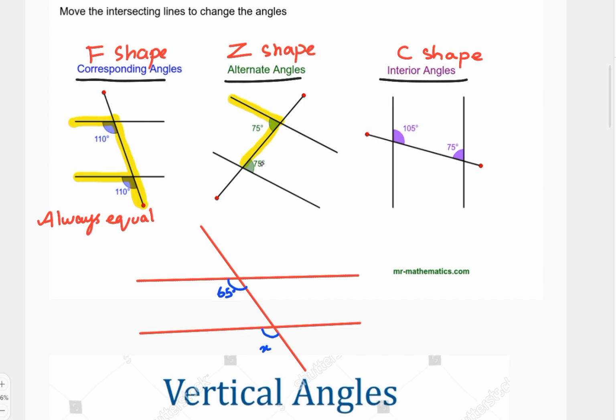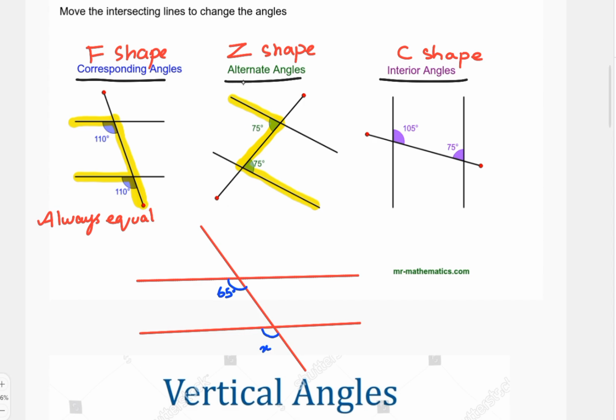Now let's talk about this angle. This 75 degrees is in between this line and this line. Now see what shape is it making? Doesn't it look like a Z? Yes, so this is the Z shape and we call them alternate angles. And as you can see, this is 75 degrees and this is also 75 degrees. So they are also equal.